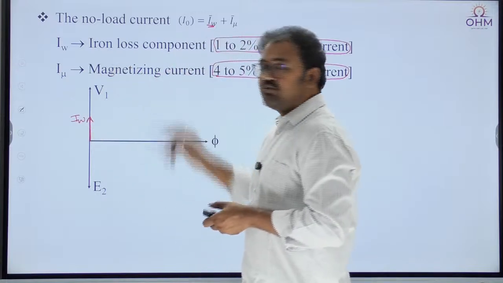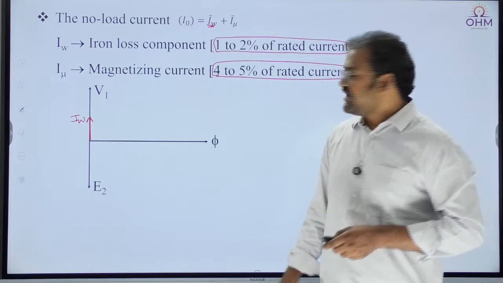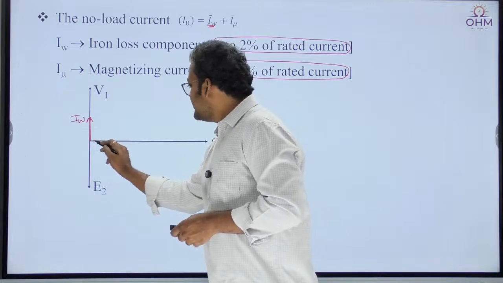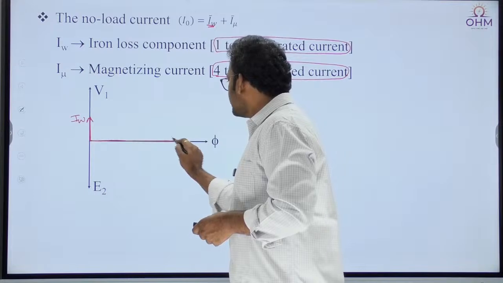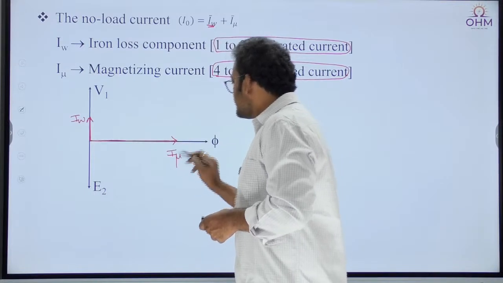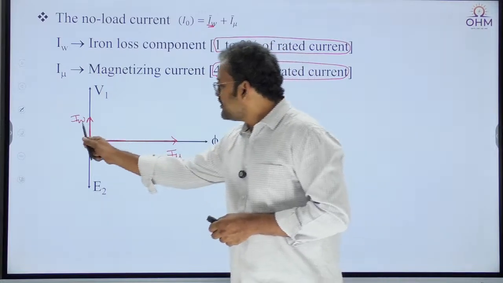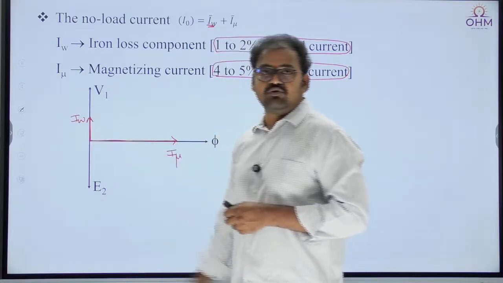Next, what about I mu? I told you I mu is a purely reactive component lagging the voltage by 90 degrees. This is voltage. Lagging means clockwise by 90 degrees. So here comes the magnetizing current. So draw the phasor diagram in such a way that magnetizing current is more magnitude, IW is less magnitude. This was 4 to 5%, this was 1 to 2%.